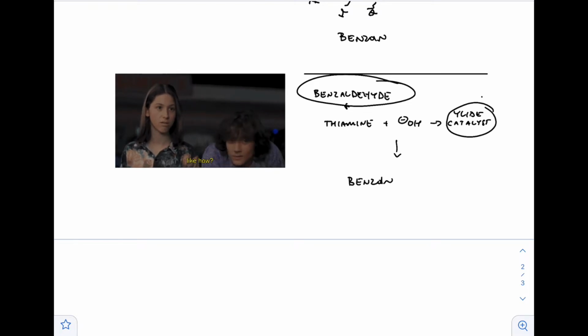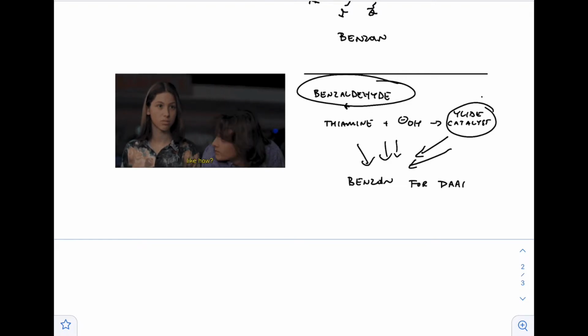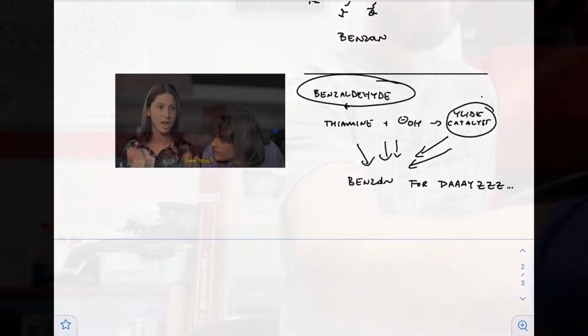And since that ylide catalyst is in fact a catalyst, it's like boom, boom, boom, it just keeps producing the product. A little bit of ylide catalyst, a little bit of benzaldehyde, and then bada bing, bada boom, you got benzoin for days. All right, so that's pretty much it. Let me know if you have any questions. Let's check out the lab now, though.